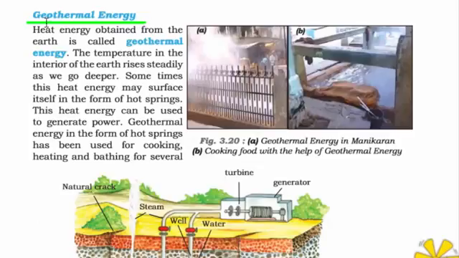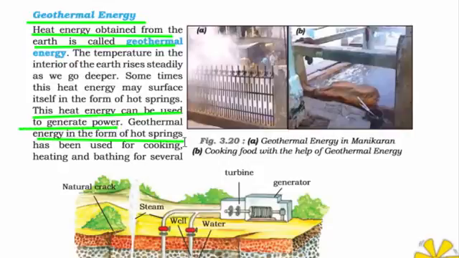And the next form of energy is geothermal energy. By the word you can figure out it's geo and thermal. Thermal means heat, geo means land. So heat energy obtained from the earth is called geothermal energy. As you go more and more inside the earth, the heat increases because of the molten magma in the core of the earth. Now this heat energy can be used to generate power.